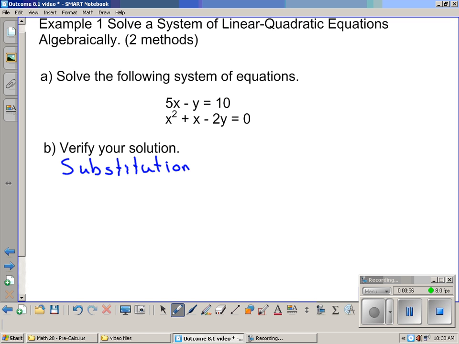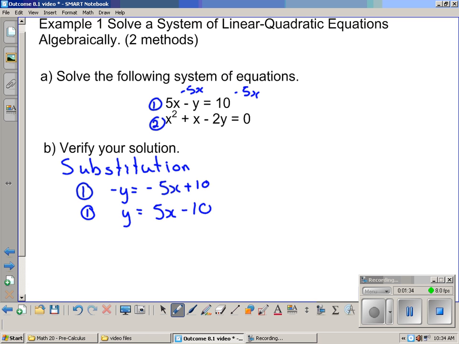To solve by substitution, we need to isolate one of our variables. So I'm going to make this equation number 1, this equation number 2. I'm going to rewrite equation number 1 and try to get y by itself. Subtracting 5x from both sides, I end up with negative y equals negative 5x plus 10. Multiply each term by negative 1, and I end up with y equals positive 5x minus 10. So this is my new equation number 1.